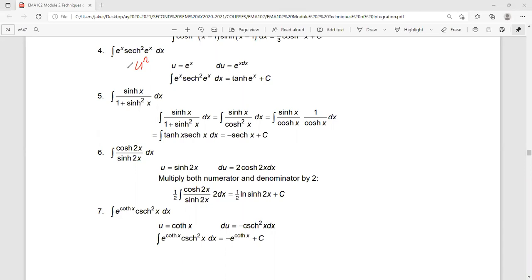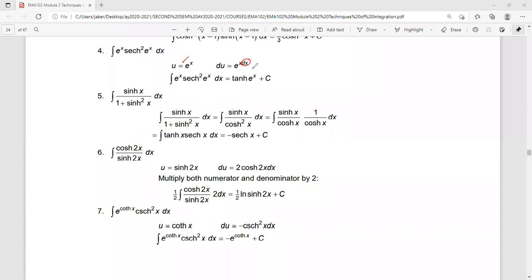So in this case, we'll just see whether this hyperbolic secant squared of e raised to x is in itself a derivative of a hyperbolic function. And actually it is, because the hyperbolic secant squared of u is the derivative of the hyperbolic tangent. So you just have to make sure that your u, as defined in here, is e raised to x. So the derivative of e raised to x is e raised to x.